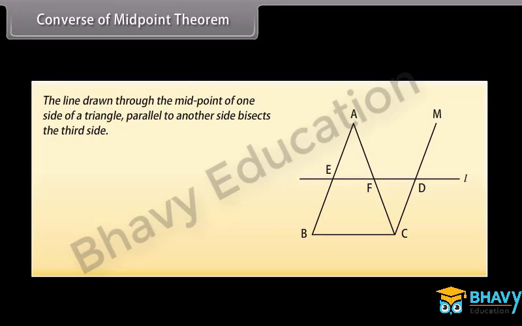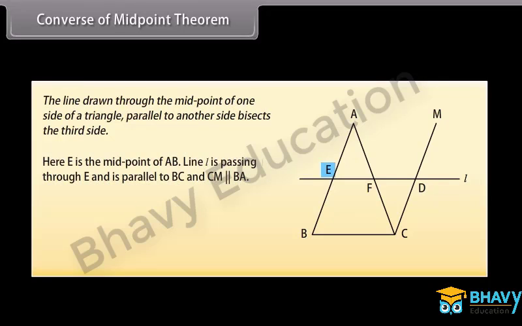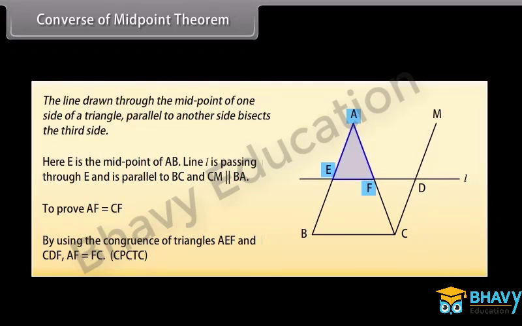Converse of Midpoint Theorem. The converse of the midpoint theorem states that the line drawn through the midpoint of one side of a triangle parallel to another side bisects the third side. Look at this figure. Here, E is the midpoint of AB. Line L is passing through E and is parallel to BC, and CM is parallel to BA. We have to prove that AF is equal to CF. By using the congruence of triangles AEF and CDF, we can prove that AF is equal to FC.